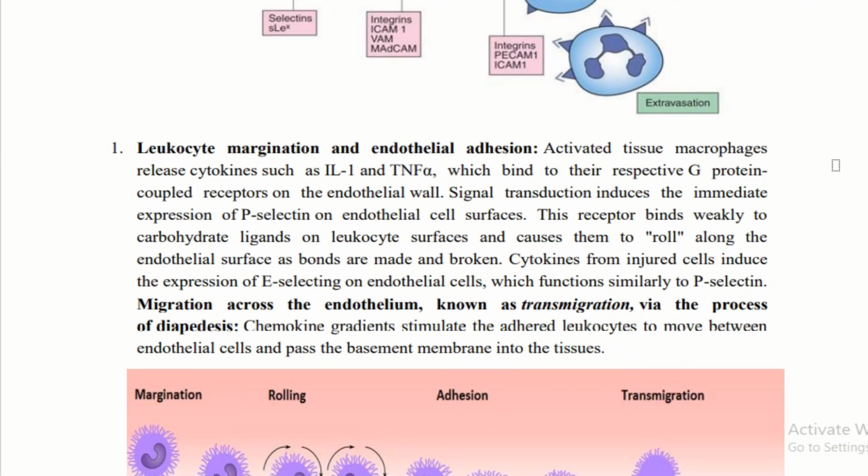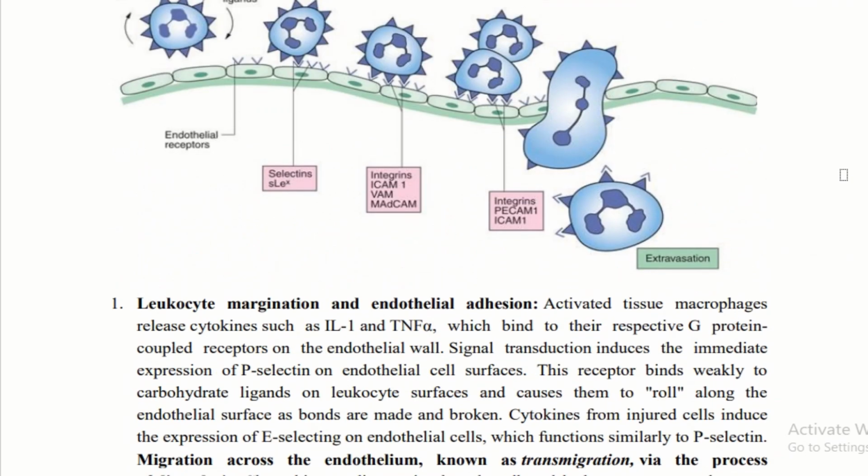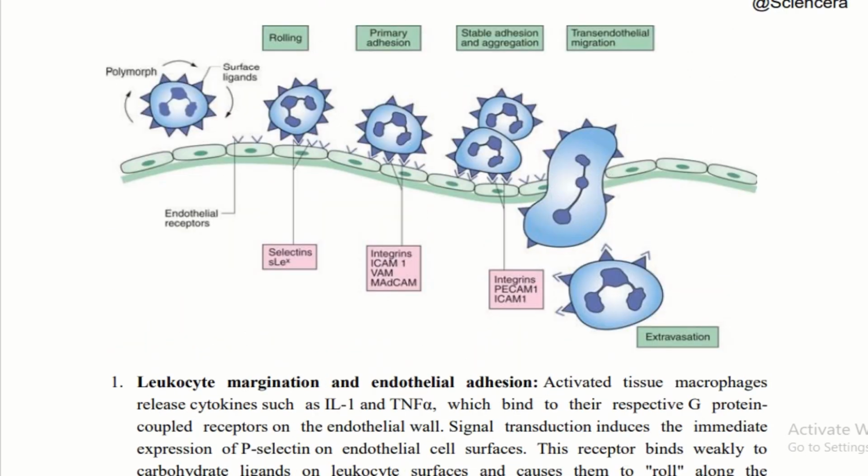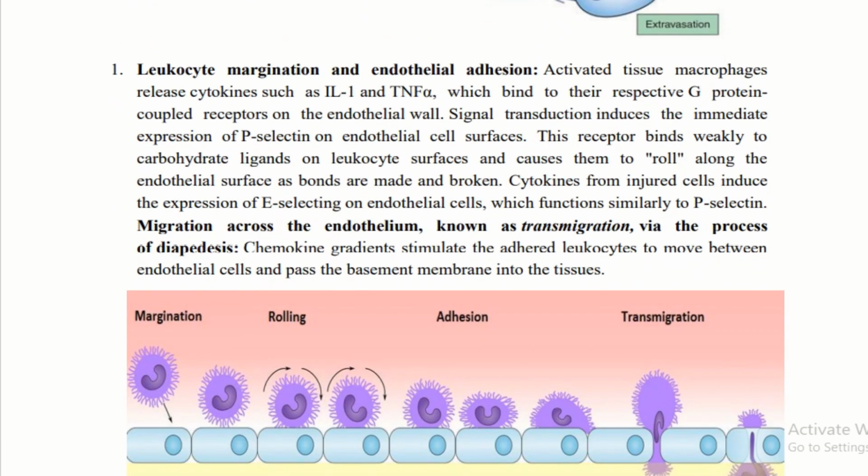So step number one is leukocyte margination and endothelial adhesion. Activated tissue macrophages release cytokines such as interleukin-1 and TNF-alpha, which bind to their respective G protein coupled receptors on the endothelial wall. Signal transduction induces the immediate expression of P-selectin on the endothelial cell surface. This receptor binds weakly to carbohydrate ligands on the leukocyte surface and causes them to roll along the endothelial surface as bonds are made and broken.